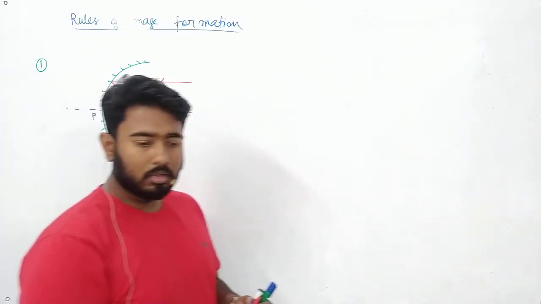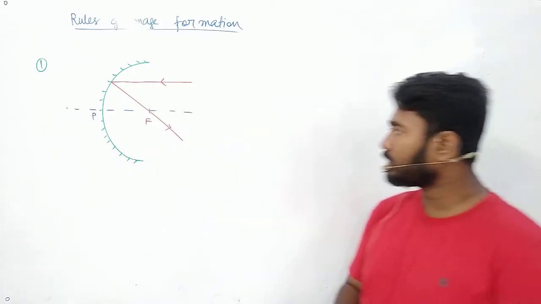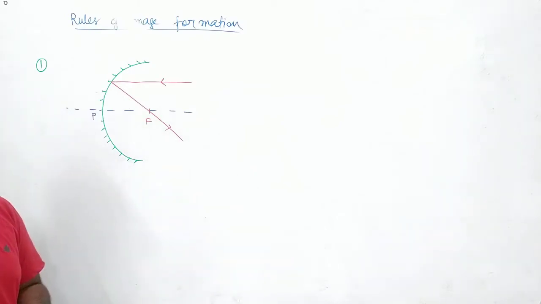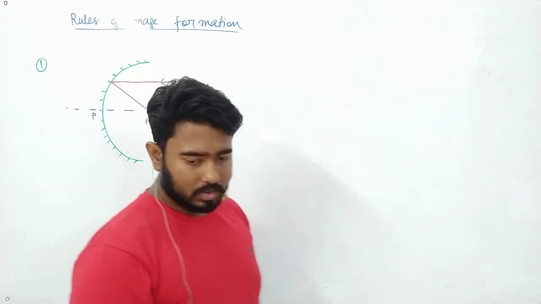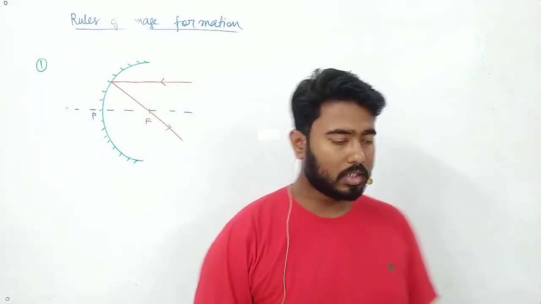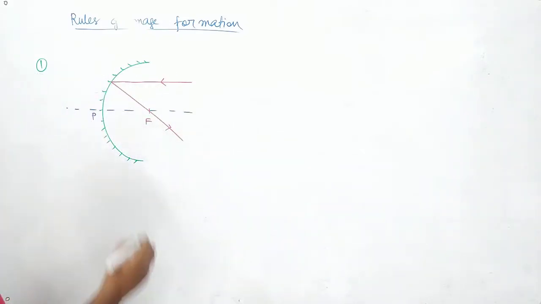Okay, write down the first point. If a ray of light is incident parallel to the principal axis, then after reflection it will pass through the focus.